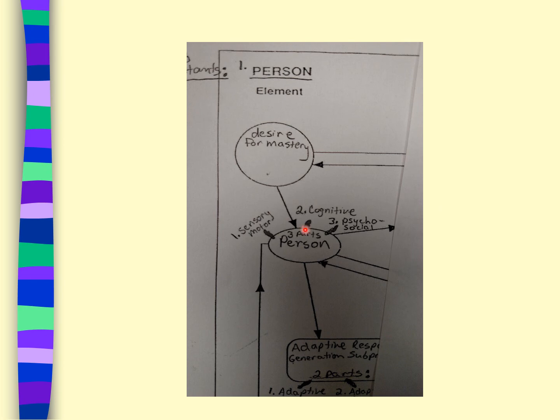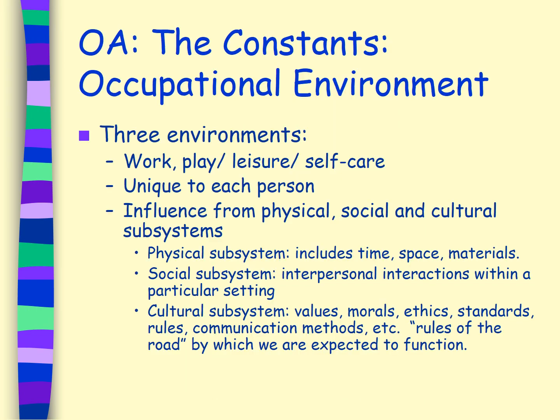Again, here's a visual on the chart. We have the person. They have that desire for mastery, which stems down to the person. The person has three components: the sensory motor part, the cognitive part, and the psychosocial part.